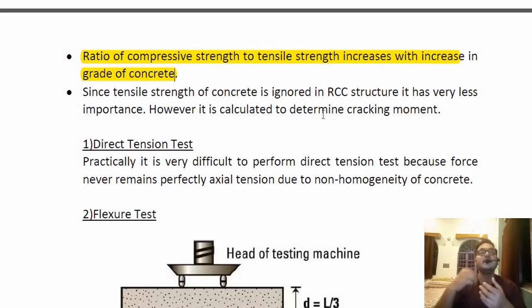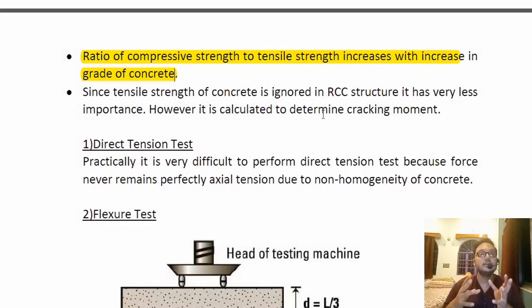So I have increased the grade of the concrete, and on increasing the grade of the concrete, it is seen that the tensile strength has become 16, from 10 to 16. The compressive strength has become, suppose, 160. Previously it was 50, now it has become 160. So the ratio will be increasing. 160 by 16 is 10, and 50 by 10 is 5.